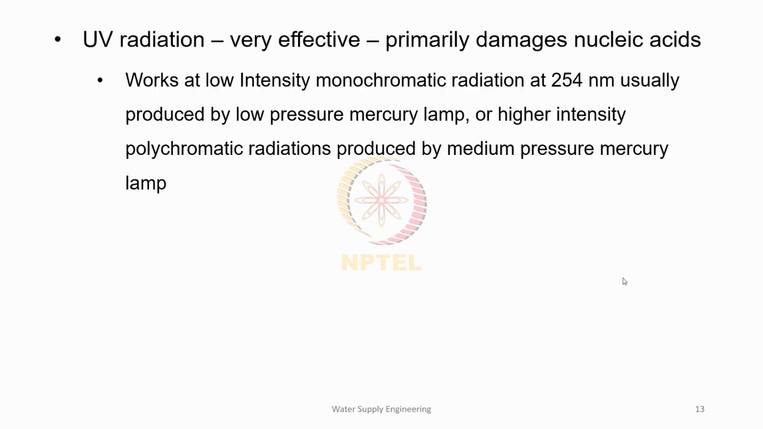Then UV radiation. It is the most effective method, but it is very costly, and it primarily damages the nucleic acids of the microorganisms. It usually works at low intensity monochromatic radiation at 254 nanometer, which is usually produced by a low pressure mercury lamp, or at higher intensity polychromatic radiations, which is produced by a medium pressure mercury lamp. So it can work at both.